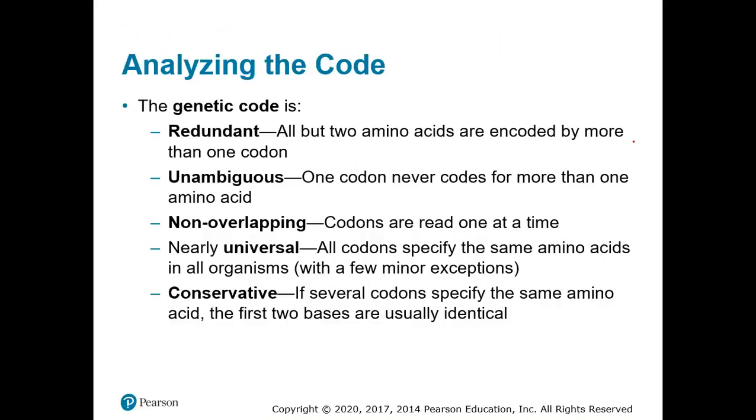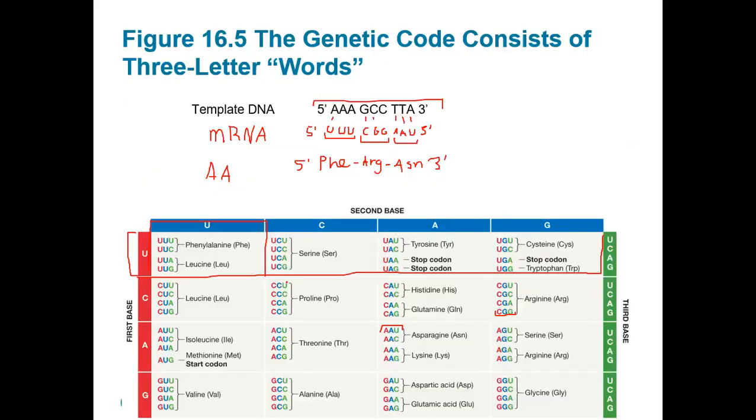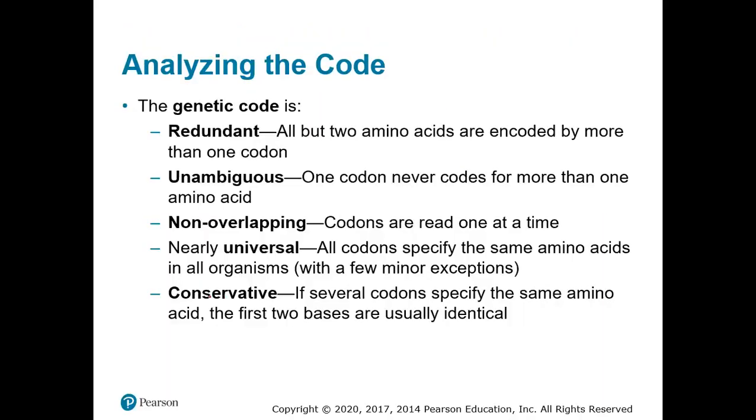Now, some things we need to know about the genetic code. One, it is redundant, which means all but 2 amino acids are encoded by more than 1 codon. So let's look at our code. You'll notice there's 4 different codons, and they all code for leucine. That's what we mean by redundant. Multiple different codons code for the same amino acid.